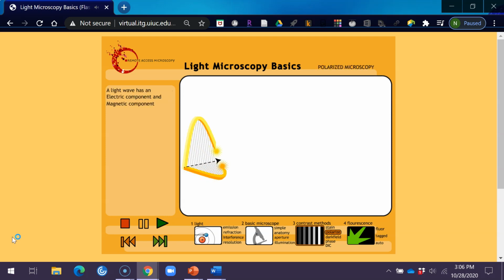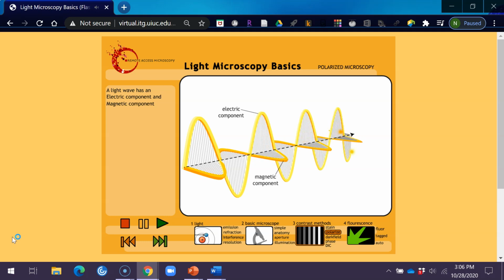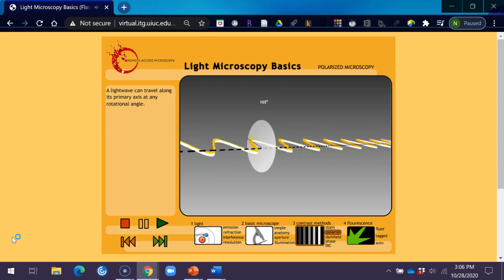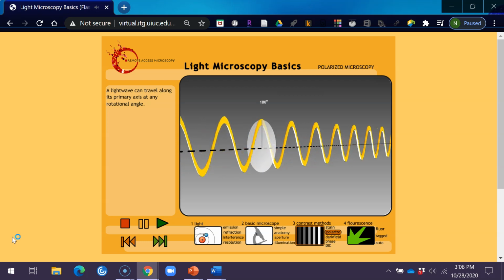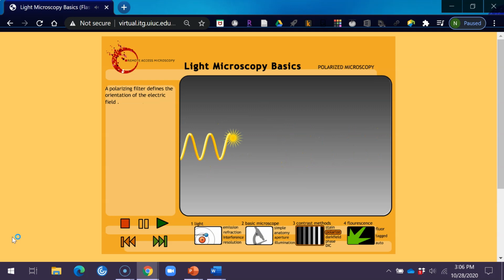A light wave is made of two components, an electric and a magnetic. These two components travel in sinusoidal waves along the light path at right angles to each other. A light wave can travel along its primary axis at any rotational angle. The electric vector can be arbitrarily oriented relative to the microscope.